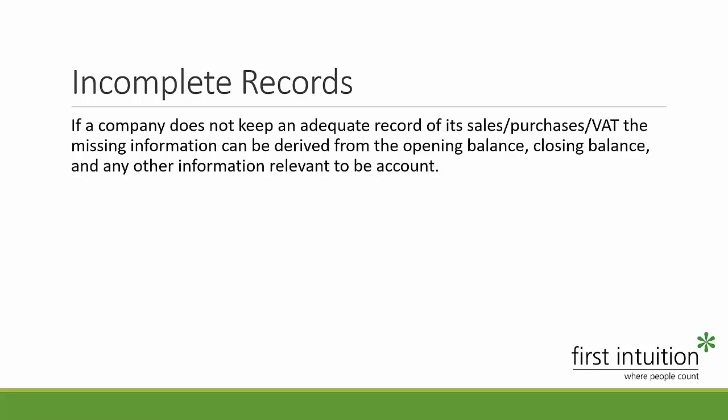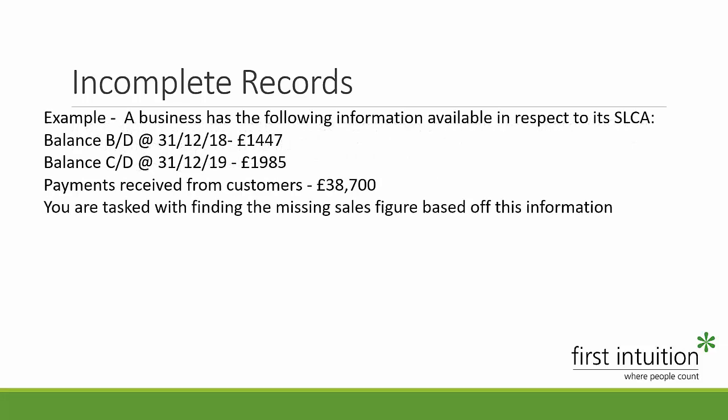So just to give you guys a practical example to make it a bit more approachable, this isn't too dissimilar from the sort of question you might be given. A business has the following information available in respect to its sales ledger control account. We have a balance brought down at the end of December 2018. We have a balance carried down at the end of December 2019. We've also been told that payments received from customers equals £38,700. And we've been told to find the missing sales figure based off this information.